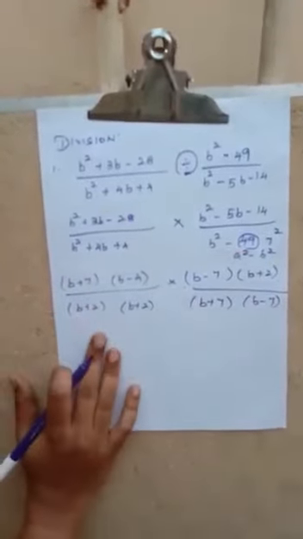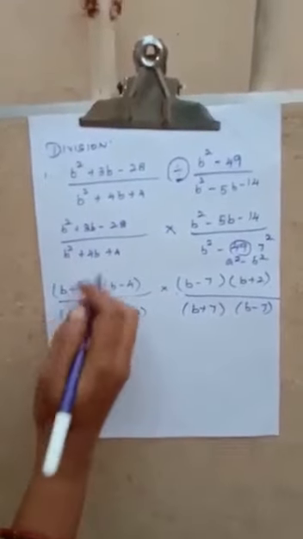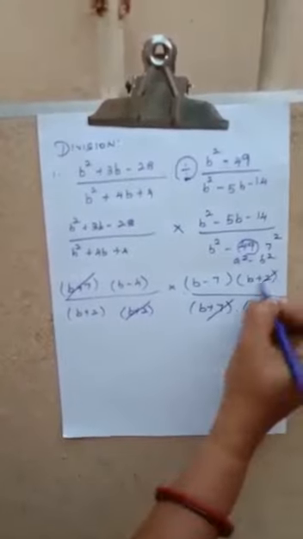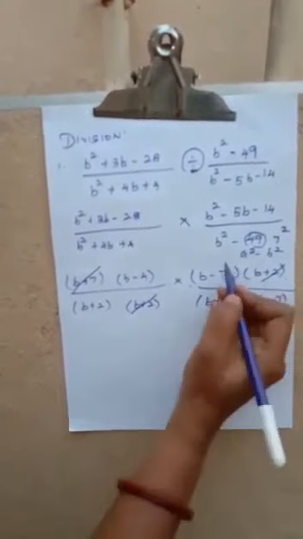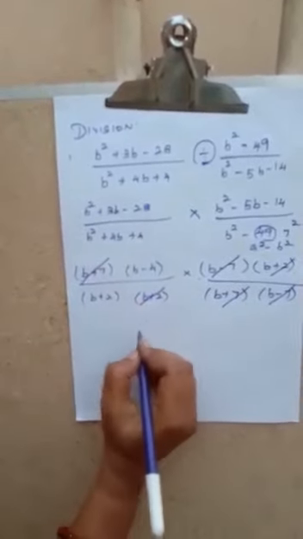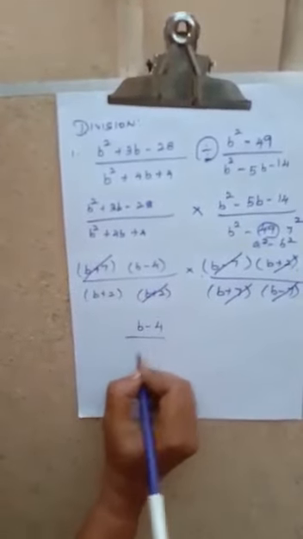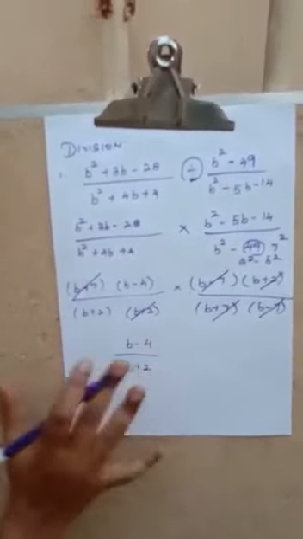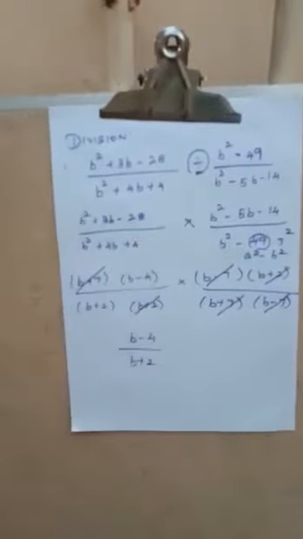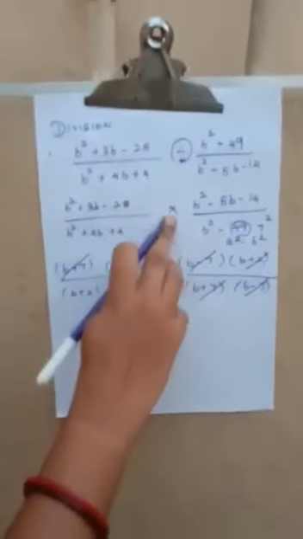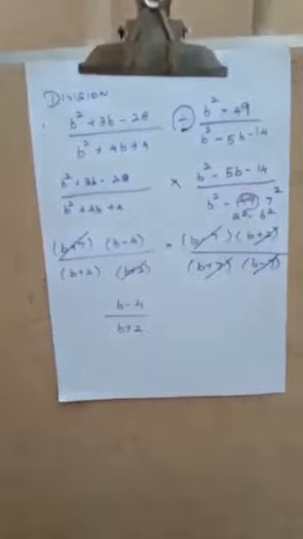Now which terms are common? I am going to cancel those. b plus 7 will get cancelled, and in the same way b plus 2 will get cancelled, and then b minus 7 will get cancelled. So what terms remain? b minus 4 divided by b plus 2. So just like multiplication, division is similar: we only have to see that the division should be changed to multiplication. Automatically then the second term will get the reciprocal.